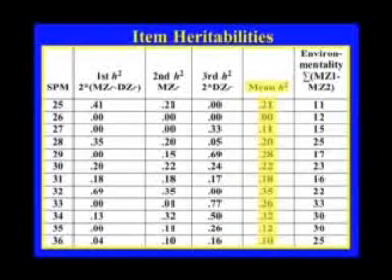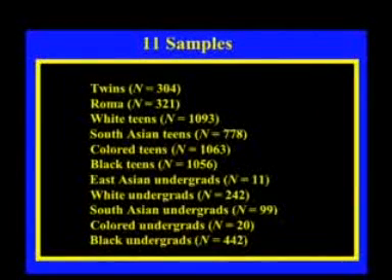Okay, if we go to the next slide. This is all the different samples that we had. All these different people have been given those same tests. There were the twins themselves. There was the Roma that I mentioned in Serbia. Some other people had measured teenagers all over South Africa. There were whites, South Asians, blacks, coloreds.